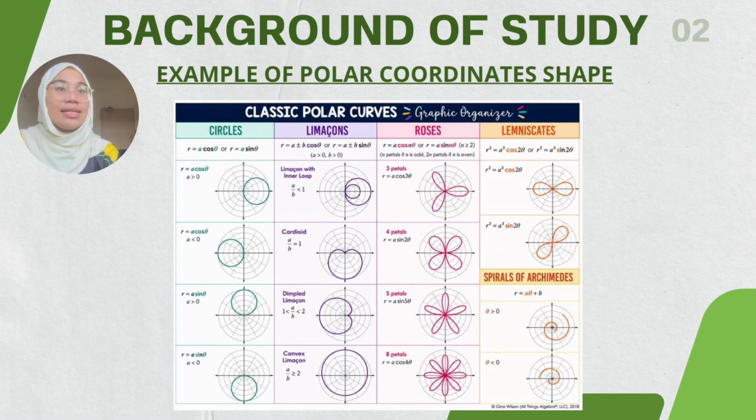Next are examples of polar coordinate shapes. These are the examples that we learned from our mathematical methods class: circles, limacons, roses, and lemniscates. This is how we can recognize the shape and remember the equation if it is given to us.